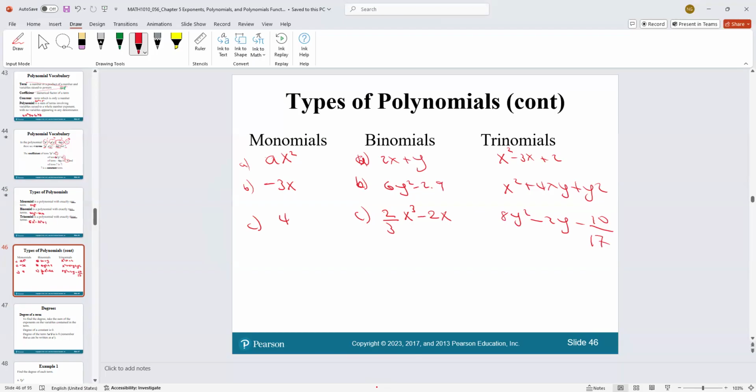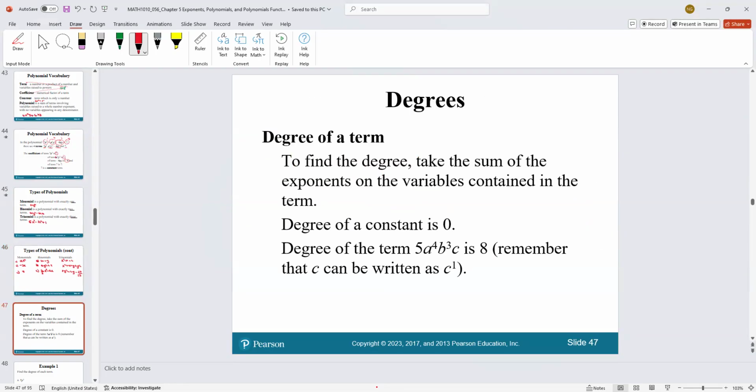Now that you understand term, constant, coefficients, and monomials, binomials, trinomials, and polynomials, polynomials are after three terms. We call all of them polynomials, but with no variable in a denominator. Now we need to decide about the degree of the polynomial. The degree of a polynomial is extremely important. To find the degree of a term, it is the sum of the exponents on the variables contained in the term.